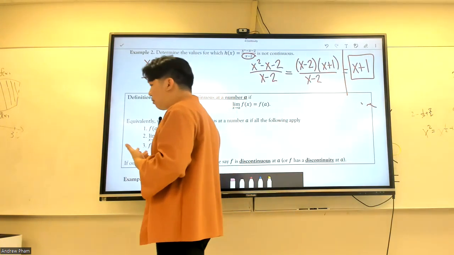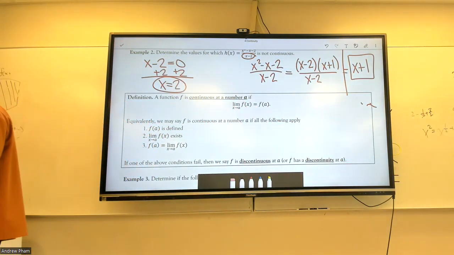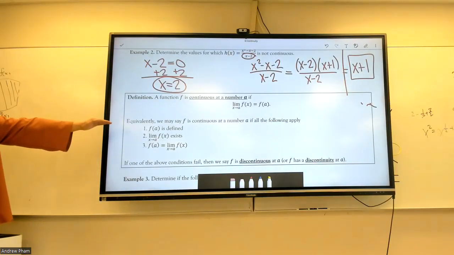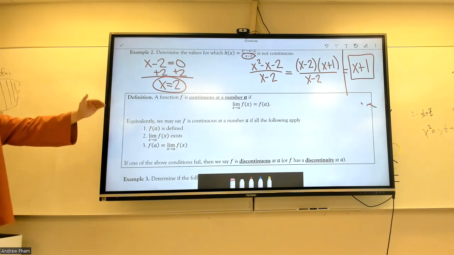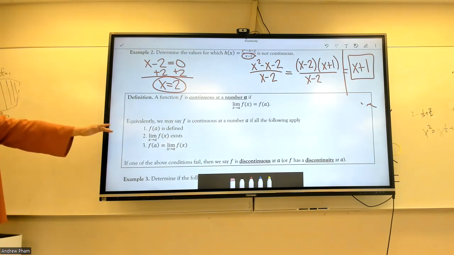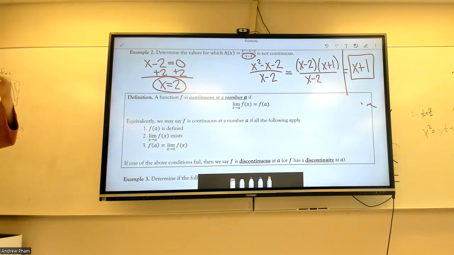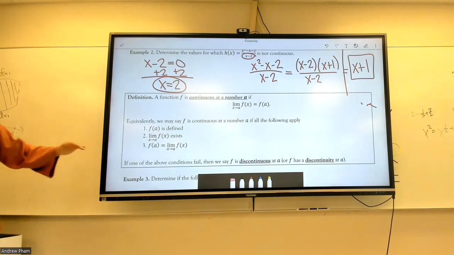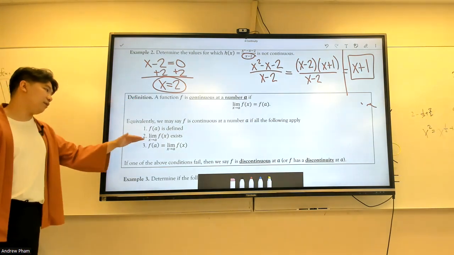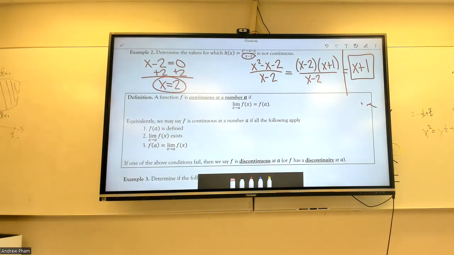And if I want to do this step by step, another equivalent way that you can interpret this is that we can say that f is continuous if all three of these things apply. One, my function is defined, because if my function is not defined, I can't be continuous. Two, the limit exists. That means if I look to the left and right, I still have my function. And three would be checking that same rule: is f of a equal to the limit as x goes to a?